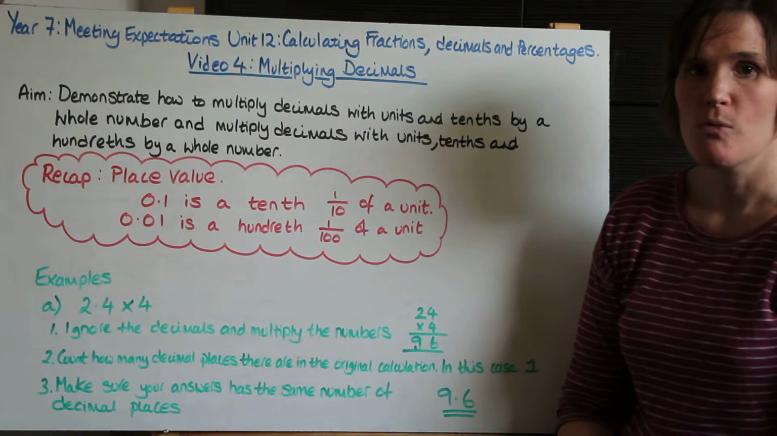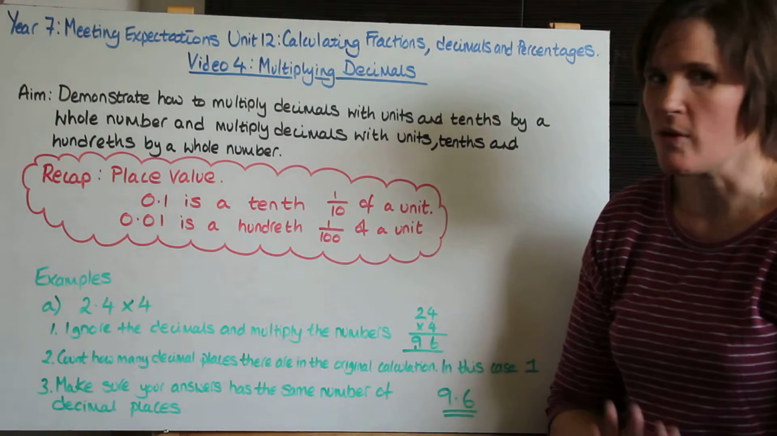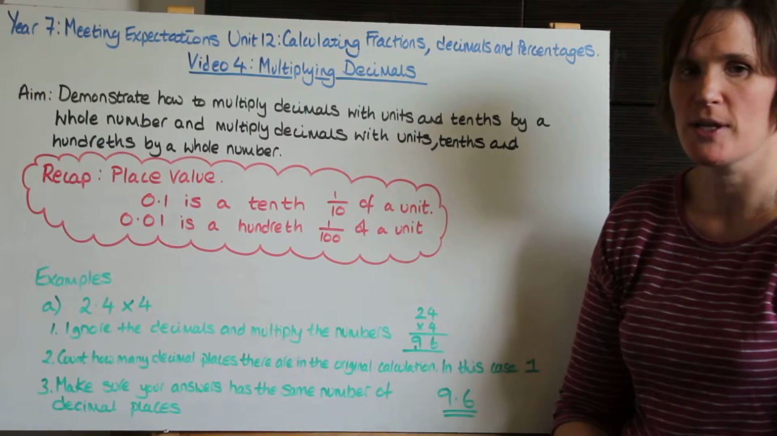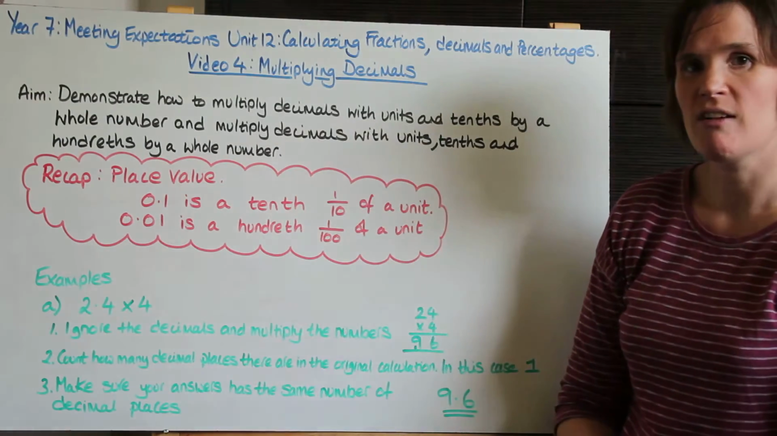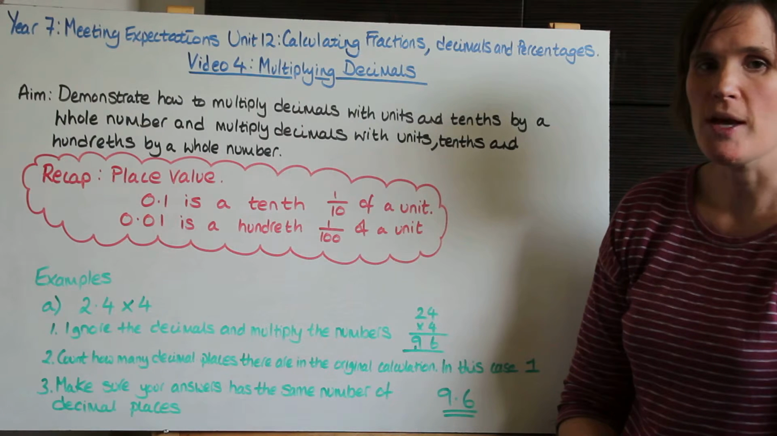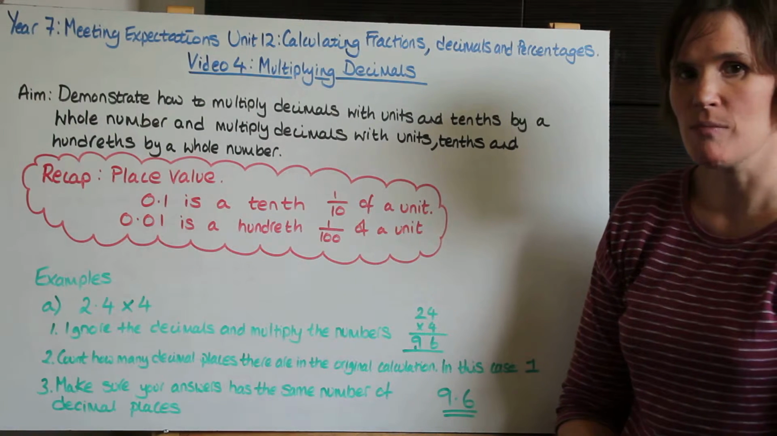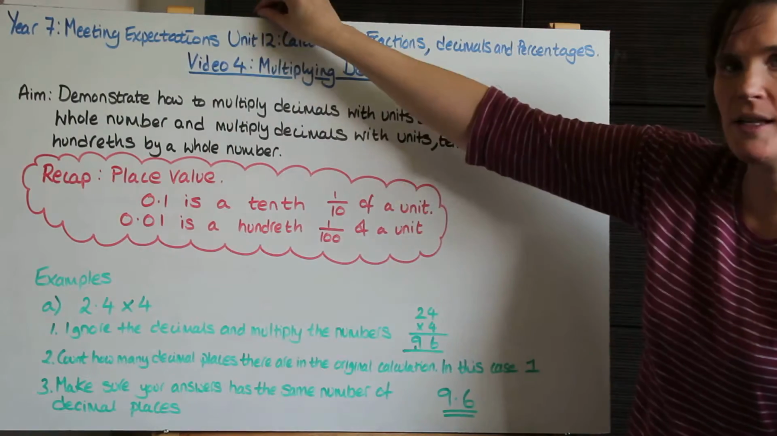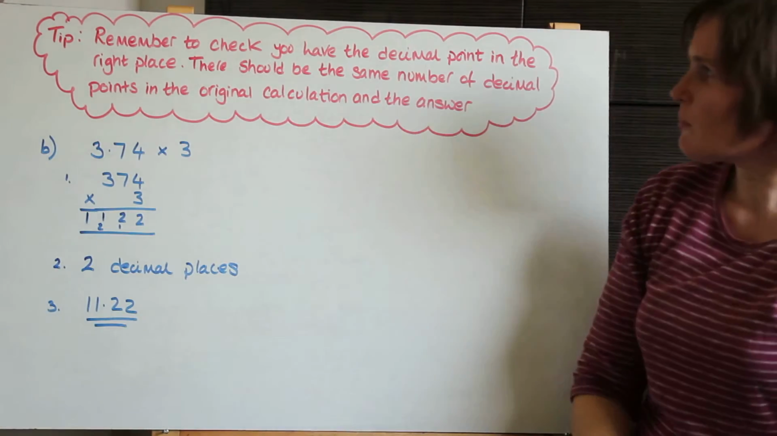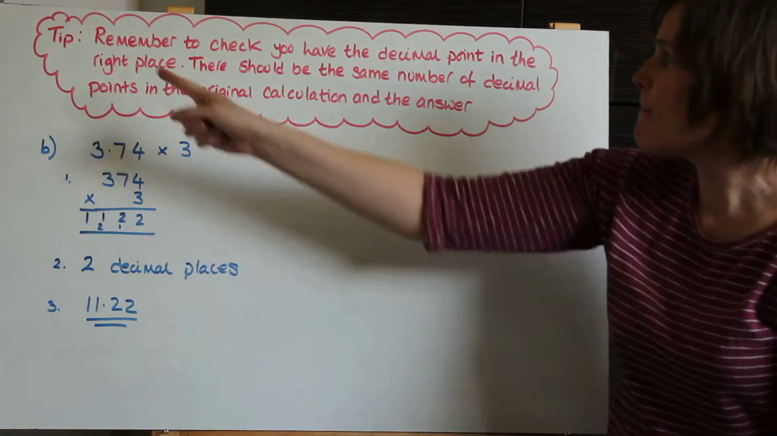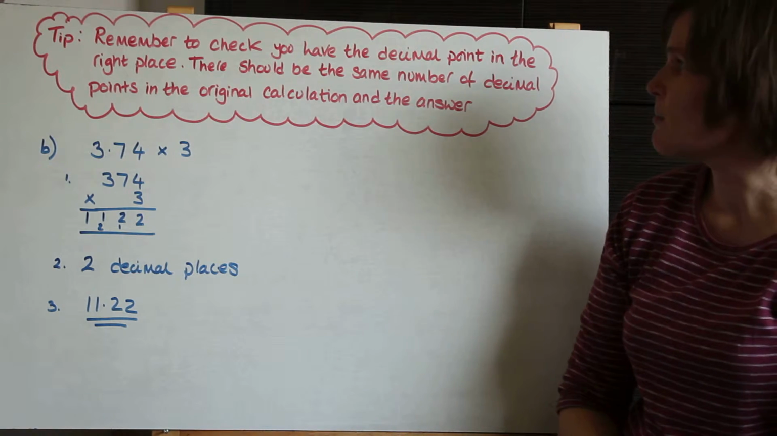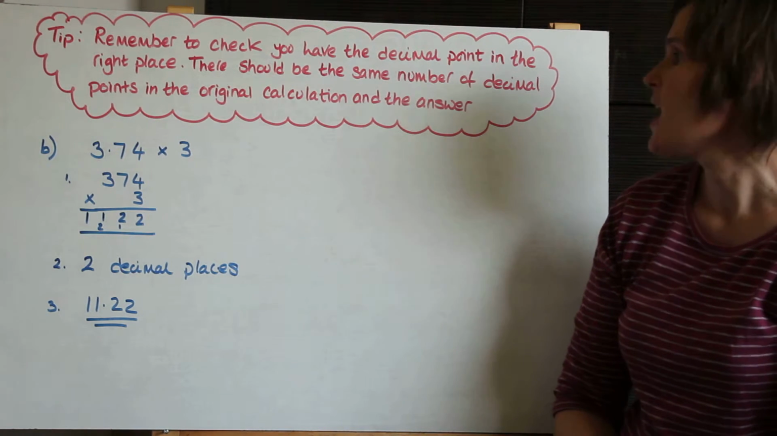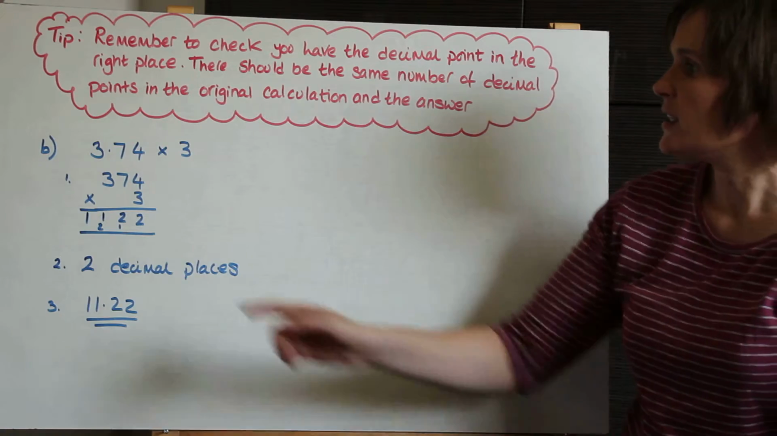So for this method, we multiply the numbers first of all without the decimal places. We ignore the decimal places to begin with. Then we go back and we count in the question how many digits there are after the decimal place, and we make sure that our answer has the same digits after the decimal place. Let's look at one more example. So remember to check that you have the decimal point in the right place. There should be the same number of decimal places in the original calculation and the answer. Let's try this.